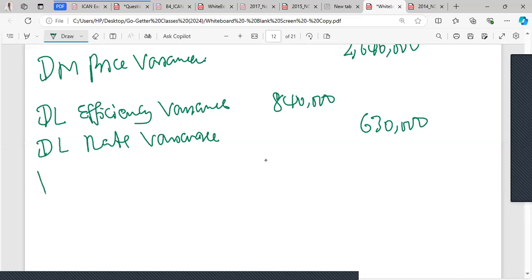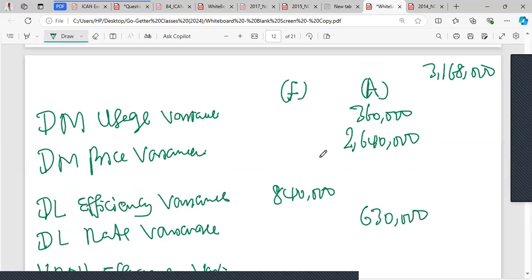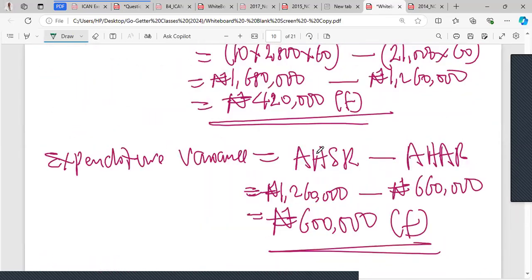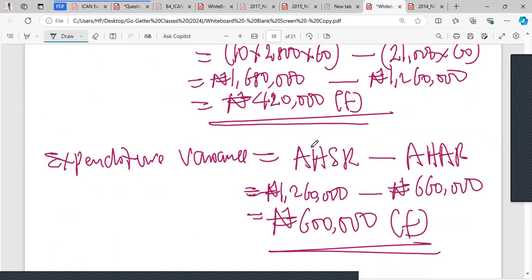Then we now have variable production overhead efficiency variance. Then we have variable production overhead expenditure variance. Okay, so efficiency and expenditure variable overhead. Efficiency is 420, expenditure is 600. 420, 600, all favorable.